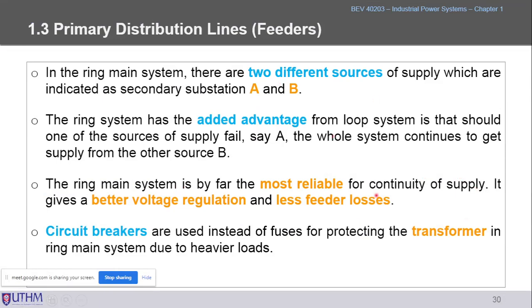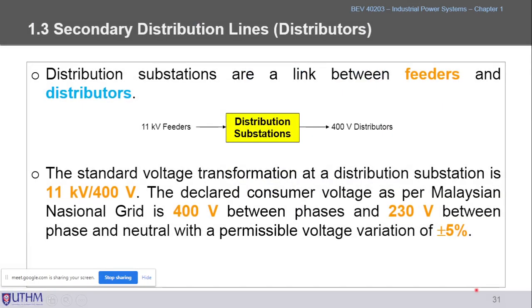So you can read through the text. I don't want to repeat it. And this one actually is a secondary distribution line. This one is inside our factory buildings. Inside our factory building, like what we were talking about just now, the primary distribution is at the outside of the factory. This one is inside the factory.